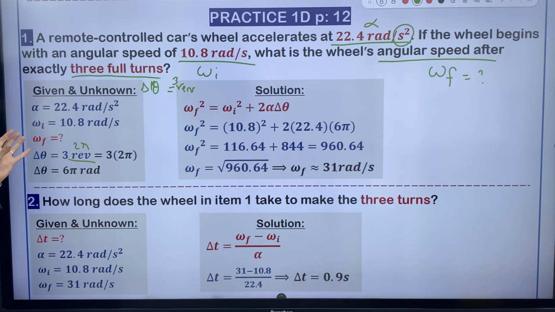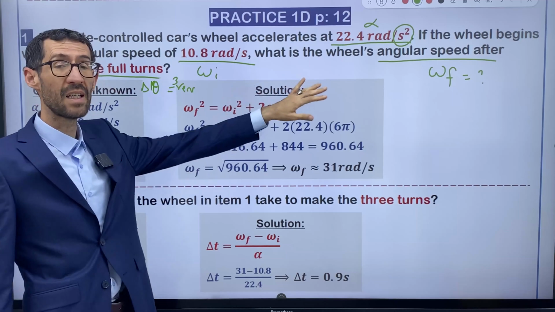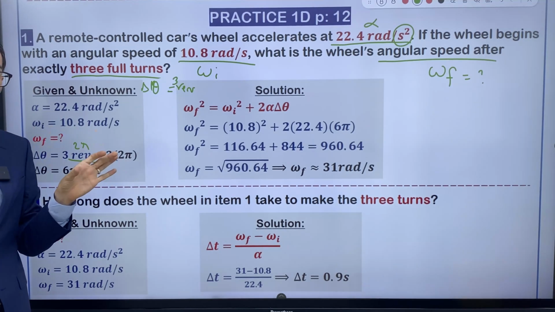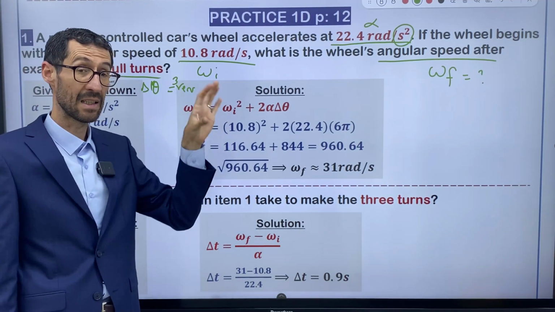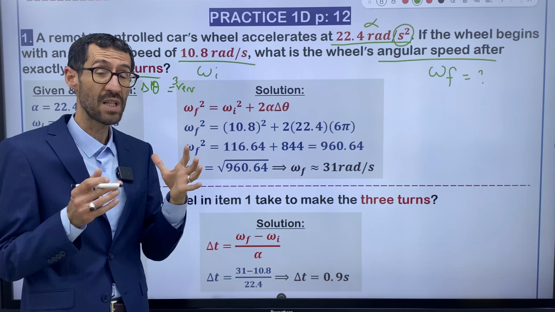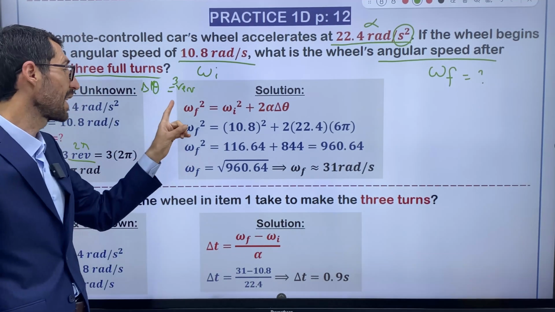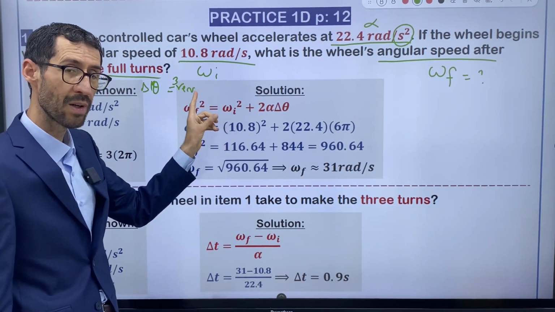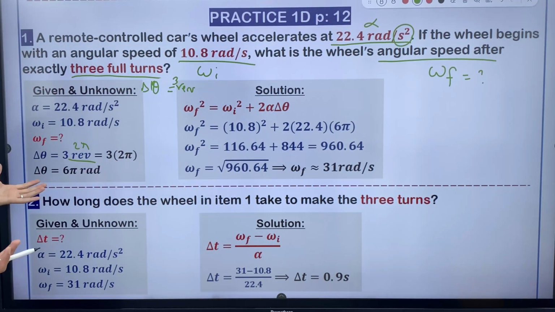What do you have in mind right now? Guess the kinematic equation. Which equation is valid? We don't have delta t here, so you have to look for an equation without time interval, and only one equation exists among the 4 equations that does not involve delta t. This equation: omega f squared is equal to initial angular speed squared plus 2 alpha delta theta. Just substitute the values.